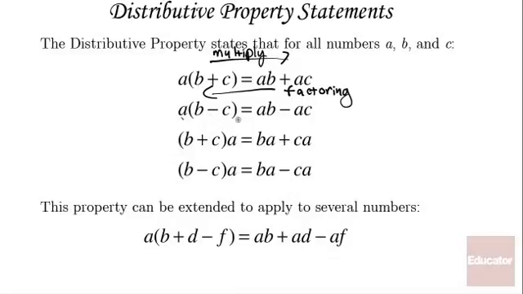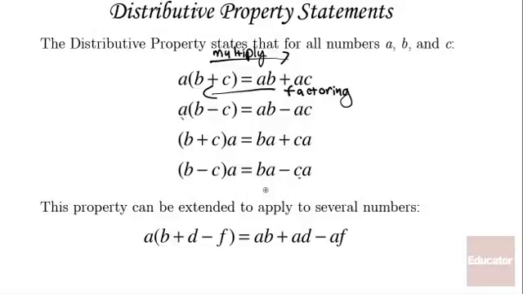I can also reverse the order in which these are presented. I can first say b plus c times a, and the distributive property still holds up. And that would give me ba plus ca, which is equivalent to this top expression. I can just reverse the order of these variables if I would like. Again, it holds true for subtraction. So if I'm saying that I have the expression b minus c times a, and that is equal to ba minus ca.